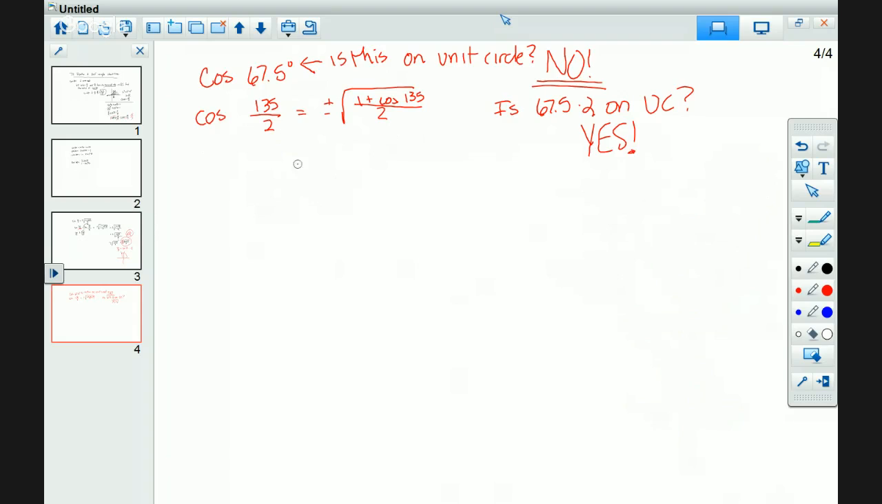What is the cosine of 135? Negative square root. Is it negative? Negative. Thank you. And you can solve that. I know you can. It's the same as the last problem.